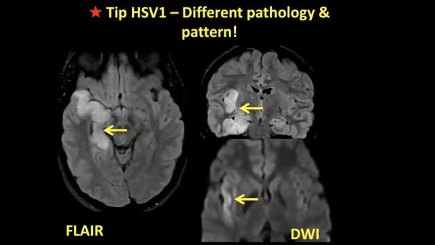Just to compare, to remind you that HSV1 has a different pathology and pattern. This is due to reactivation after previous infection. It's spreading along the branches of the trigeminal nerve that innervates meninges of the anterior and middle cranial fossa, and it has particular tropism for the limbic system.